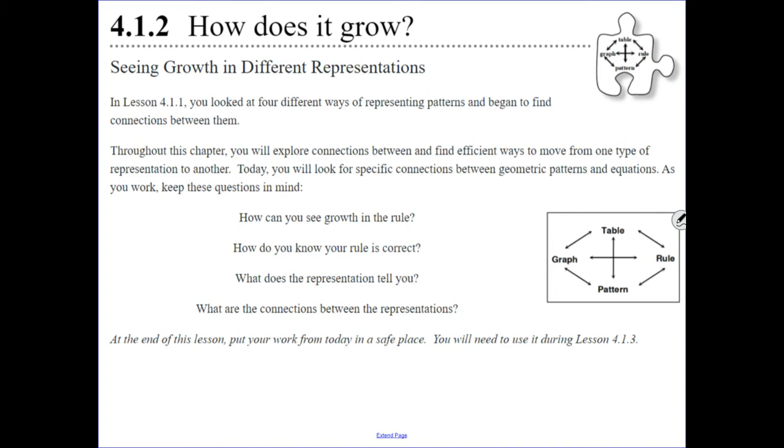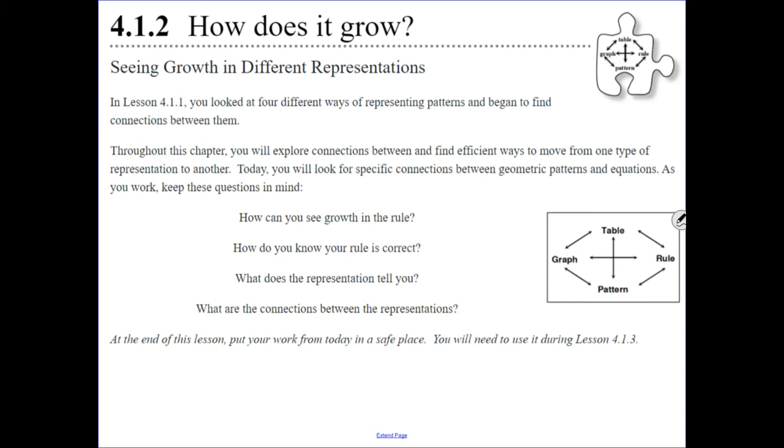In lesson 4.1.1, you looked at 4 different ways of representing patterns and began to find connections between them. Well, we didn't do that, but in the previous chapter, we've done this. Throughout this chapter, you will explore connections between and find efficient ways to move from one type of representation to another. Today, you will look for specific connections between geometric patterns and equations.